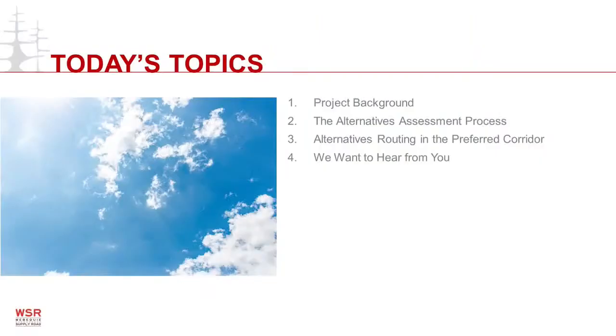I'll go briefly over today's topics. We're going to provide a bit of background for those of you who maybe aren't familiar with the project or haven't been involved in the WSR project for a while. Then we're going to talk a bit about the overall alternatives assessment process, so you get an idea of the context within which this sits. Then we'll talk about alternative routing in the preferred corridor, and then we'll talk about how you can get in contact with us as well.